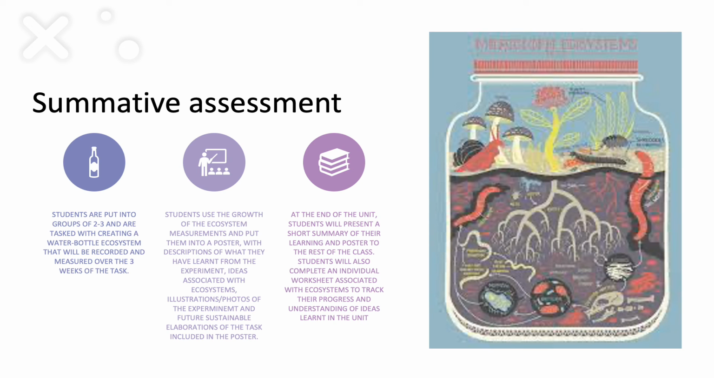At the end, there will also be a summative assessment. Students are put into groups of 2 to 3 and are tasked with creating a water bottle ecosystem that will be recorded and measured over the 3 weeks of the task. Students use the growth of the ecosystem and measurements and put them in a poster with descriptions of what they have learned from the experiment, ideas associated with ecosystems, illustrations, photos of the experiment, and future sustainable elaborations of the task included in the poster. At the end of the unit, students will present a short summary of their learning and post it to the rest of the class.